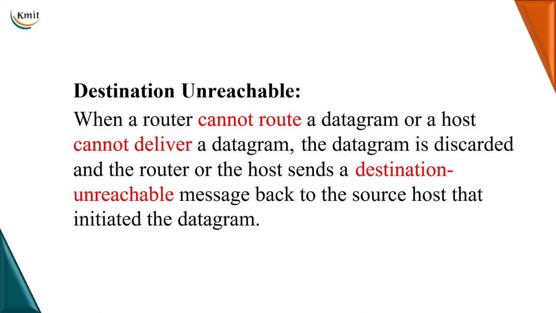Destination unreachable. When does the ICMP protocol report a message called destination unreachable? Whenever a router is not able to route a datagram or a host is not able to deliver the datagram to the destination, the datagram is discarded, because I cannot send it back. The router or the host will then inform the source machine that the datagram was discarded by sending the destination unreachable message.